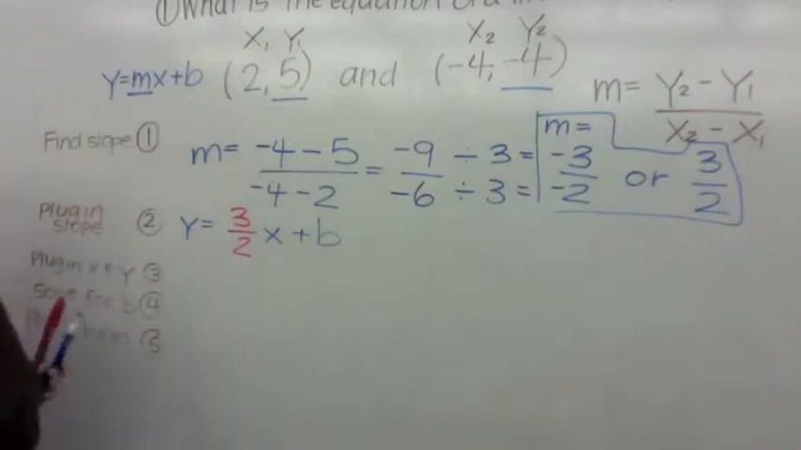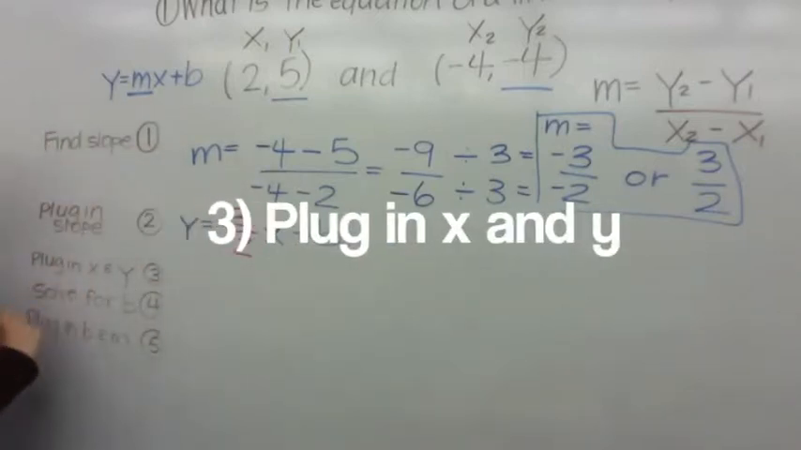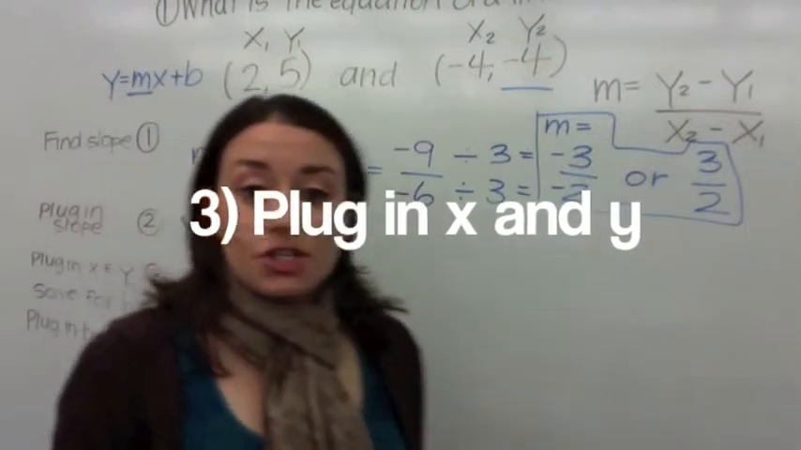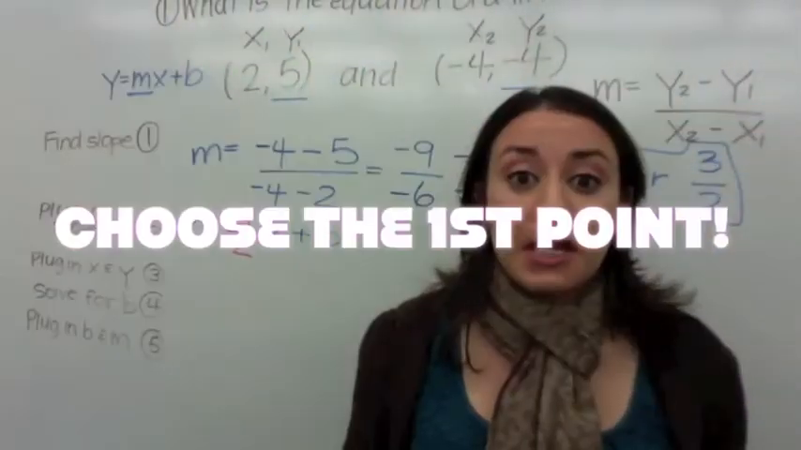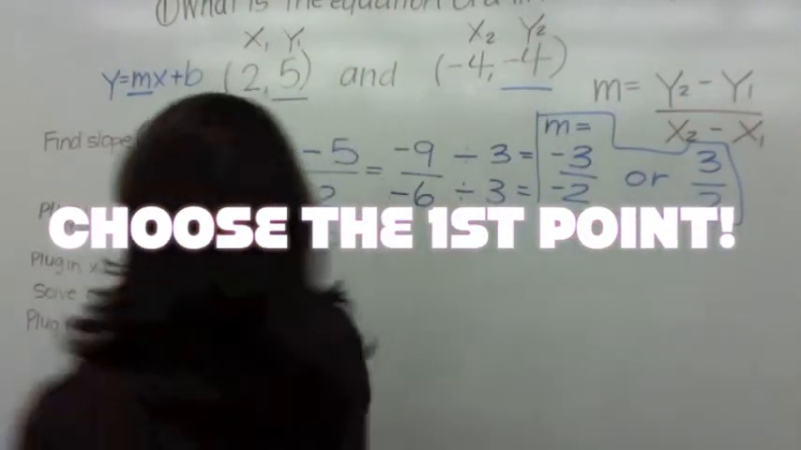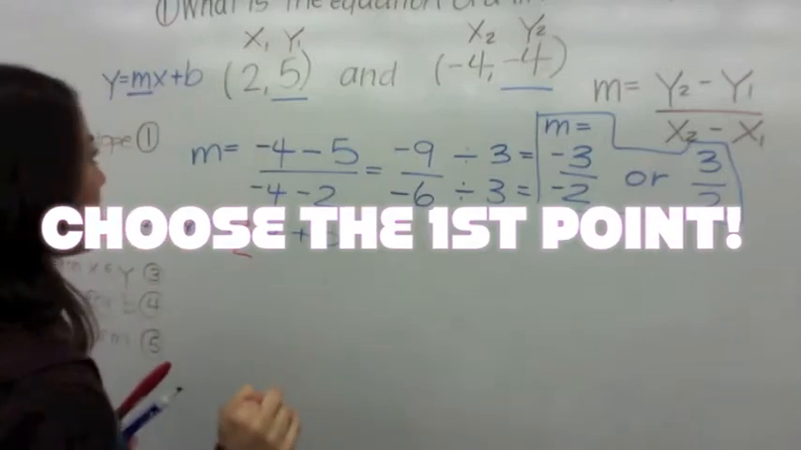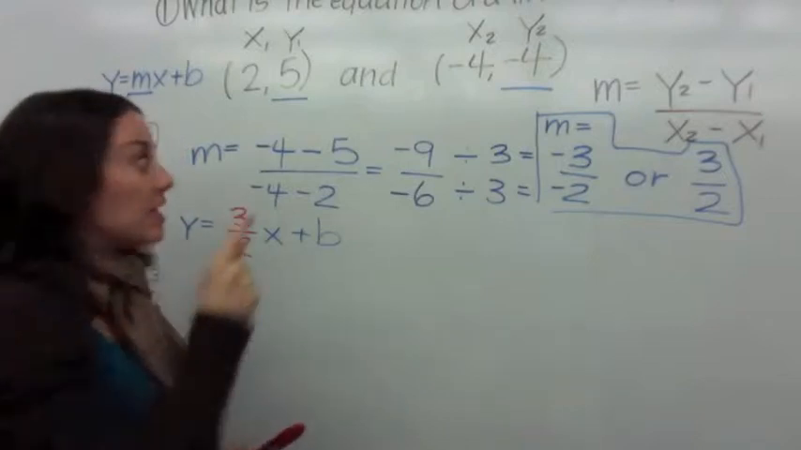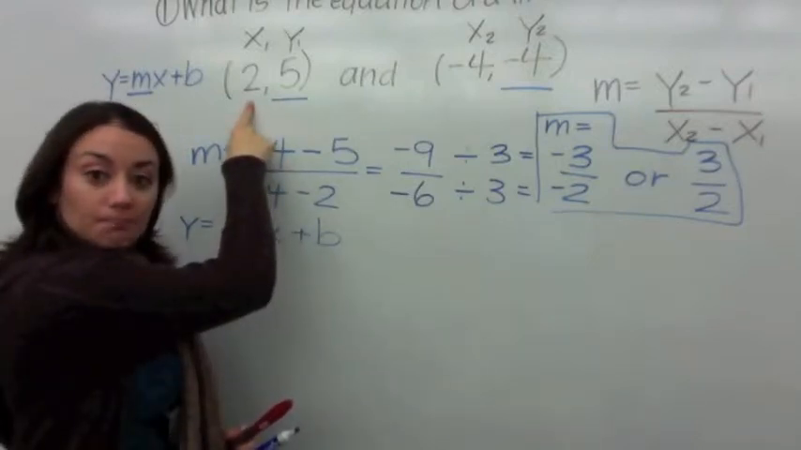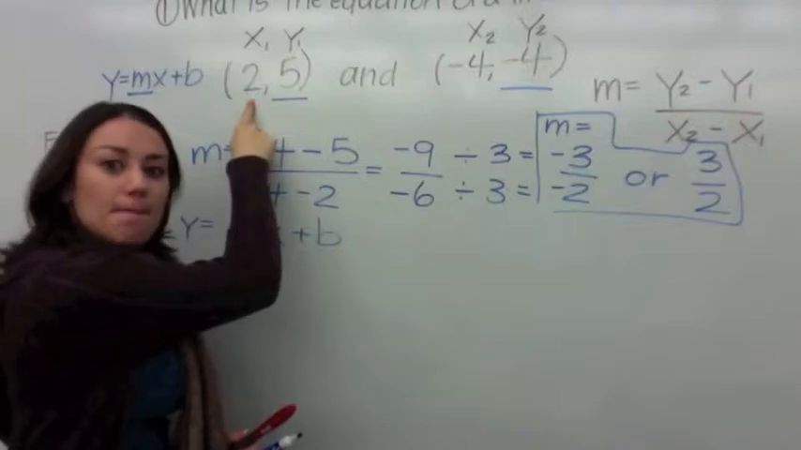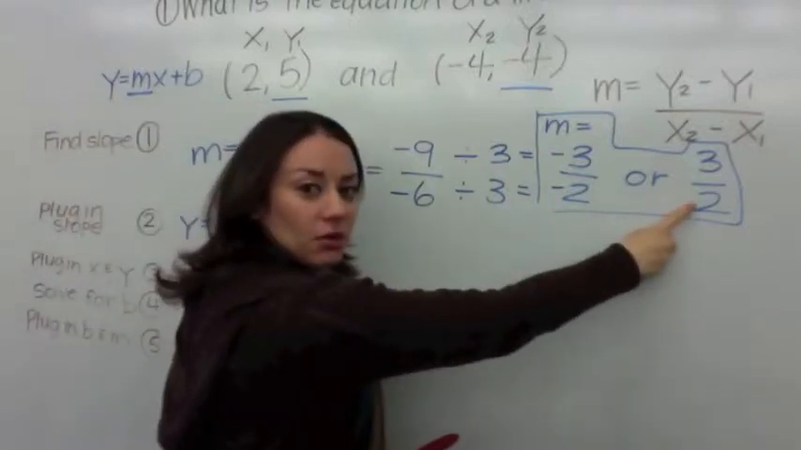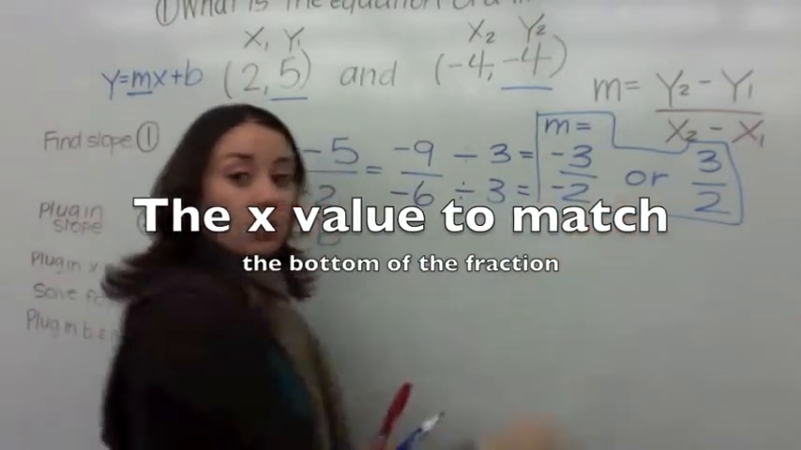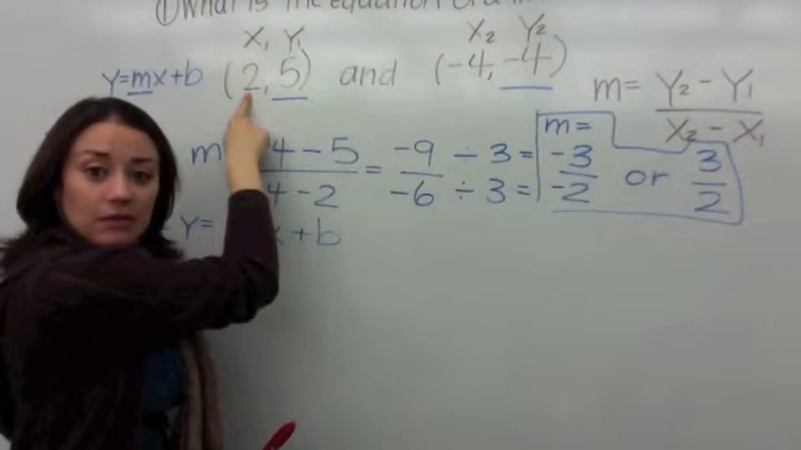All right, very good. The next step is to plug in x and y. Now, which x and y are you going to choose? I am telling you to choose the first point. Why am I telling you to choose the first point? Because look at the x value. The x value is 2. You want the x value to match the bottom of the fraction. What do I mean by that? Is this 2? Yes.